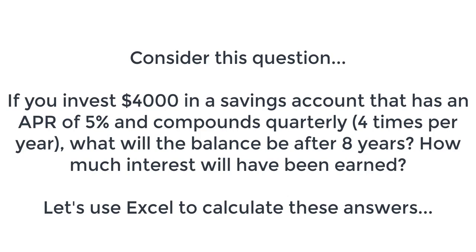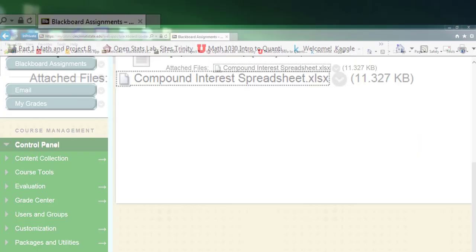Consider this question. If you invest $4,000 in a savings account that has an APR of 5% and compounds quarterly, 4 times per year, what will the balance be after 8 years? How much interest will have been earned? Let's use Excel to calculate these answers.